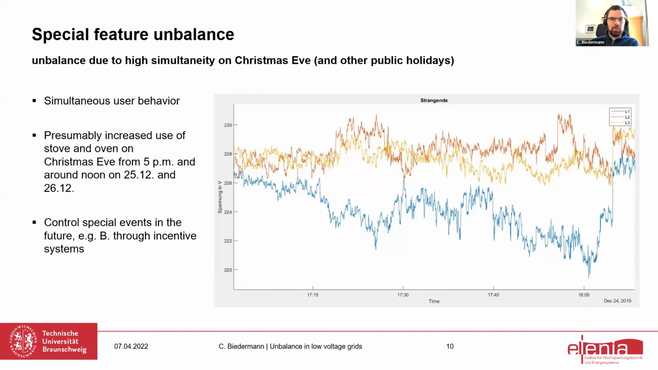Here it is the same, the voltage is dropping down, and this is just the event.